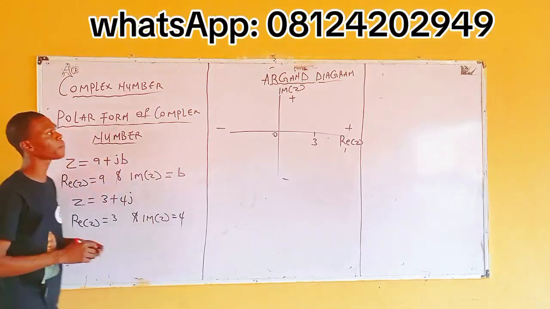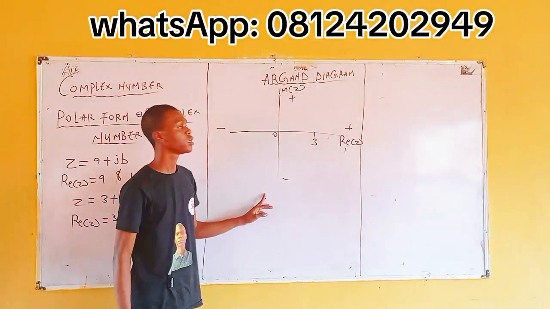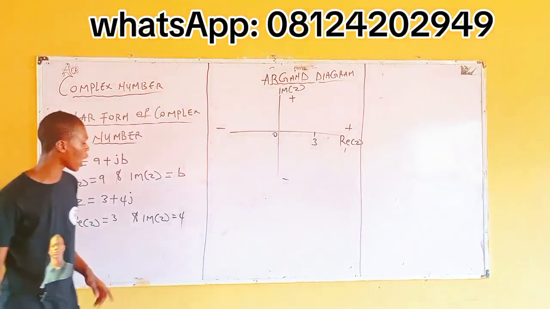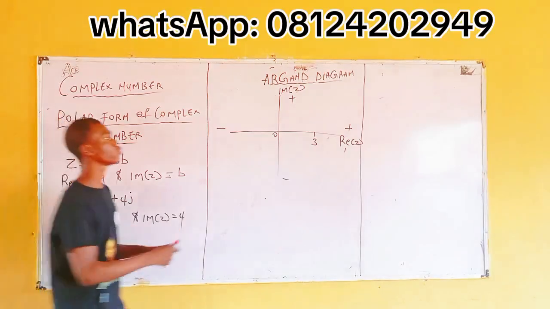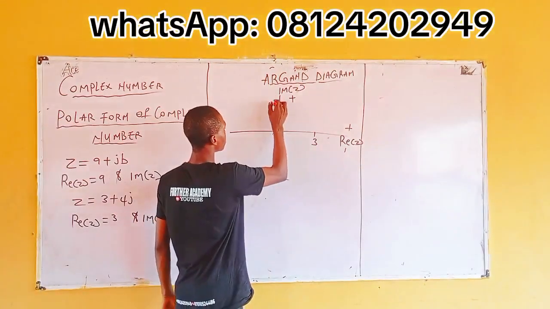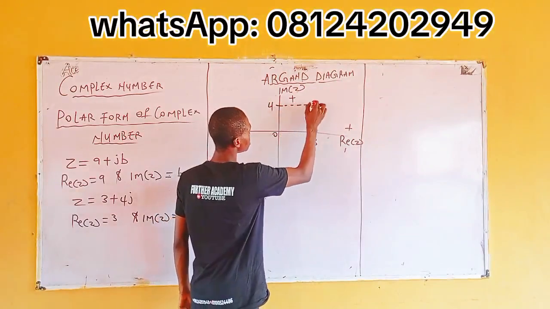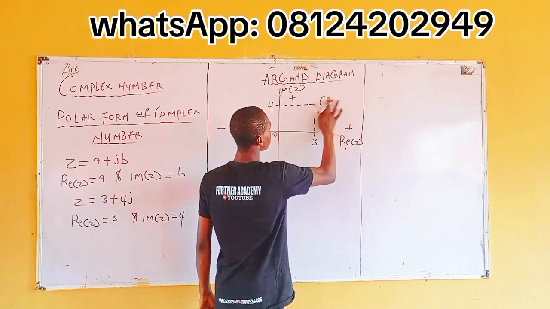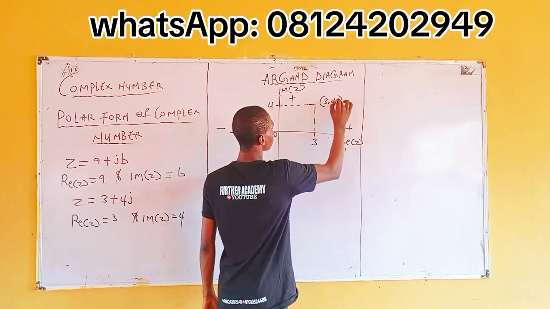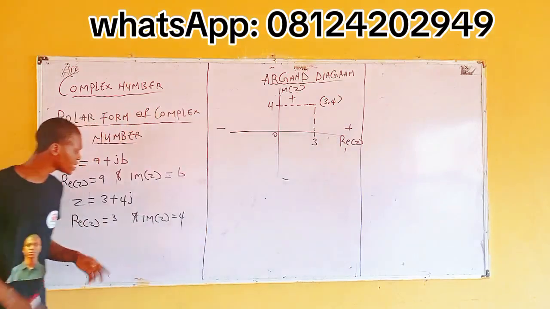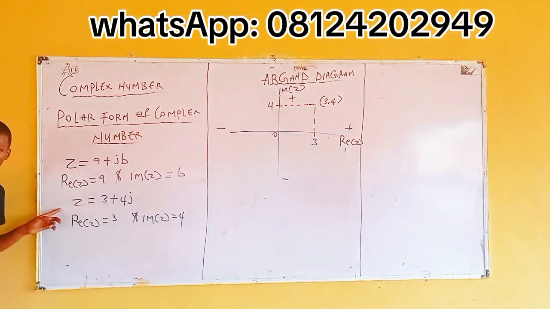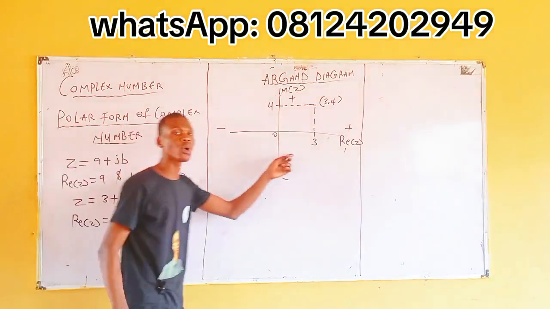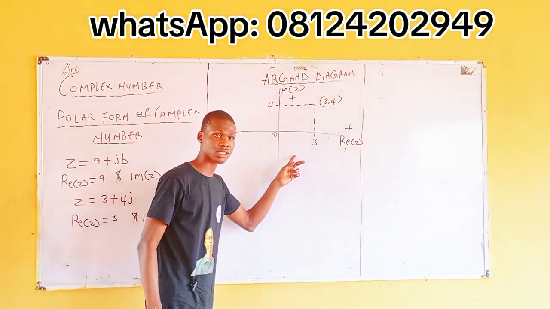What about imaginary part of z? We already know that imaginary part of z is for the y-axis. So will it be in the positive region or the negative region? Positive region. Why? Because the value is what? 4. So we have, let's say, your 4 here. So by the time you have something like this, it is 3, 4. Are you getting me? So you've represented this complex number, which is a rectangular form of complex number, using what? Argand diagram. Do you understand?